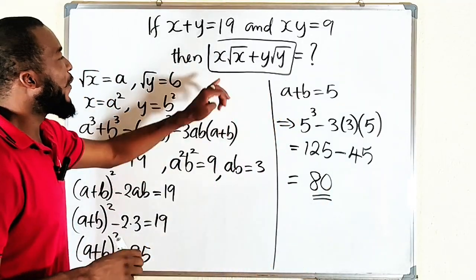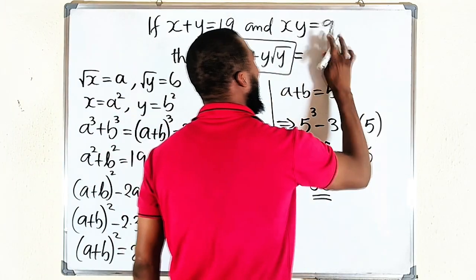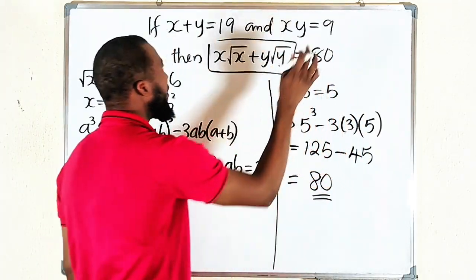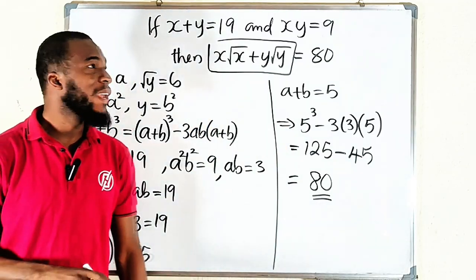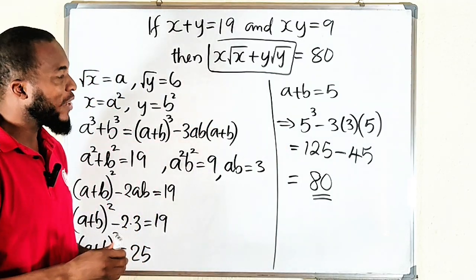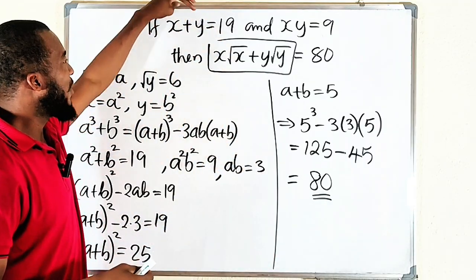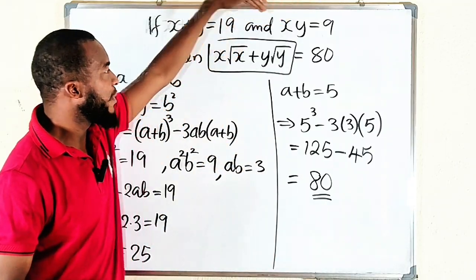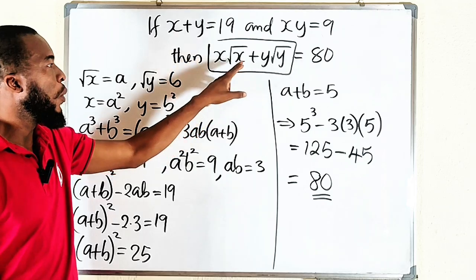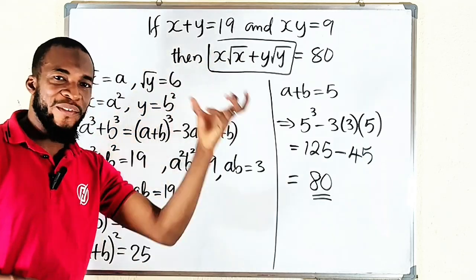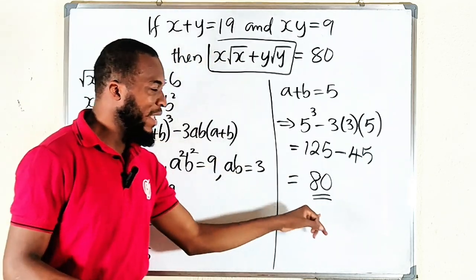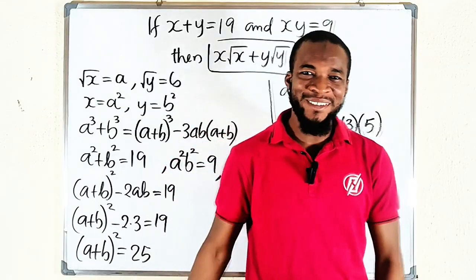So the value of this expression is 80, provided x plus y is equal to 19 and x times y is equal to 9. If you want to find out whether this is really true or not, solve these equations simultaneously, obtain the values of x and y, plug them here and evaluate to see whether you get 80 or not. As simple as that.